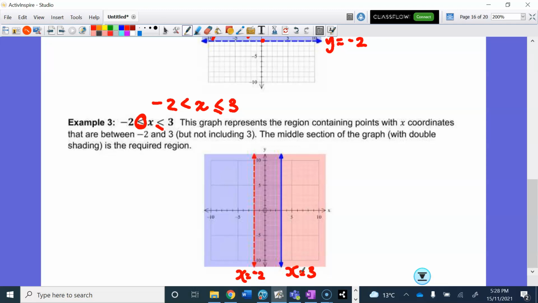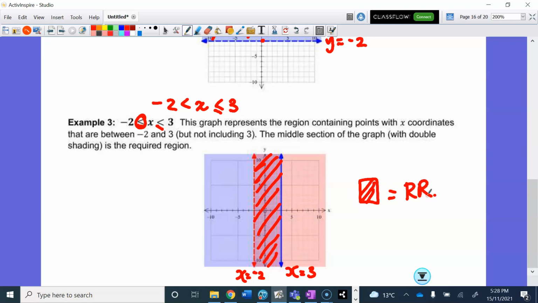Okay, so what I'm looking for is points on this graph with x coordinates between -2 and 3. Not including -2, but yes, including 3. So I go dotted line for x equals -2. I go solid line for x equals 3. And then I shade the section in between. Again, that section that's shaded in this case is my required region.